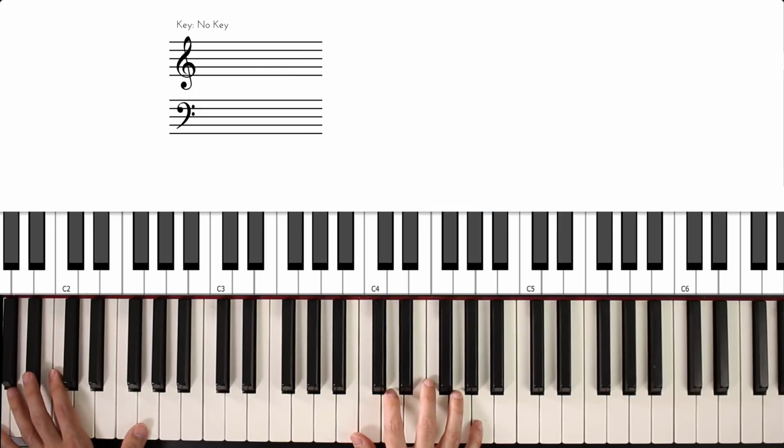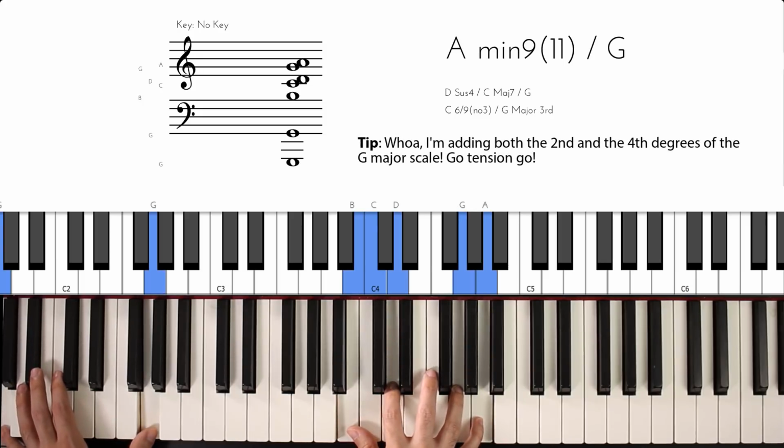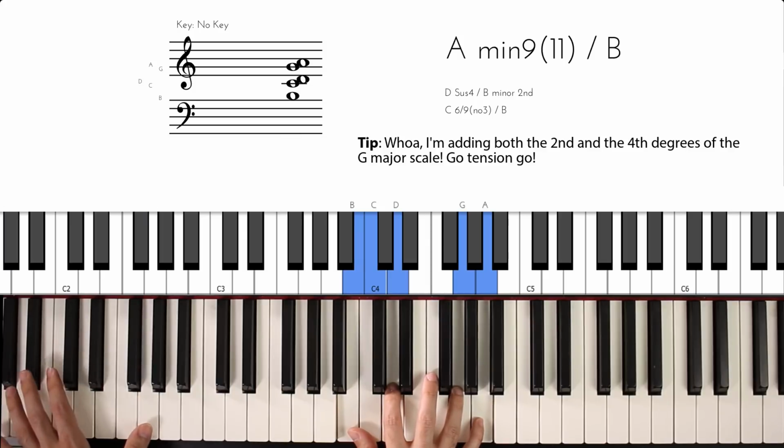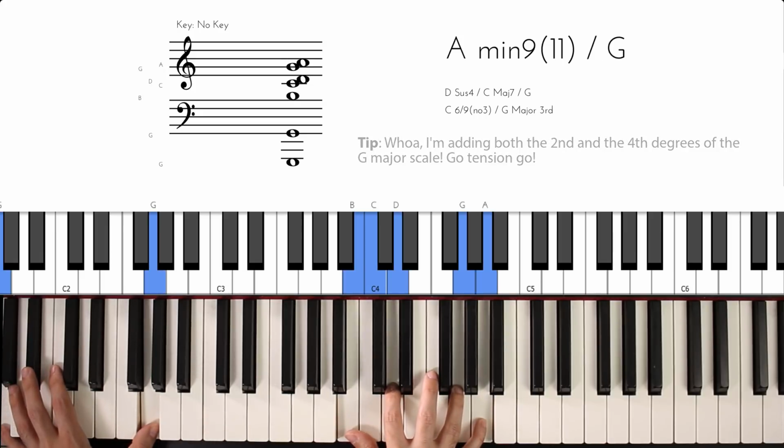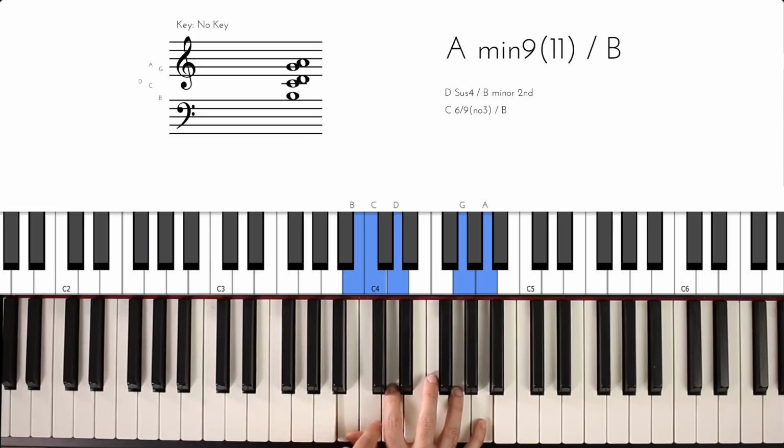For the G major, I think maybe I'll go with something slightly different compared to what I played before. It would be something like this. So I'm playing the G bass in the left hand, and in the right hand I'm playing a B, a C, a D, a G, and an A. So I'm adding both the fourth and the 2, which is kind of interesting.